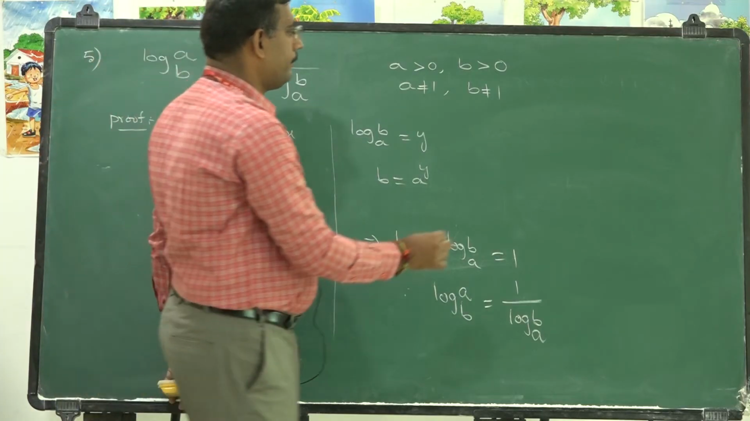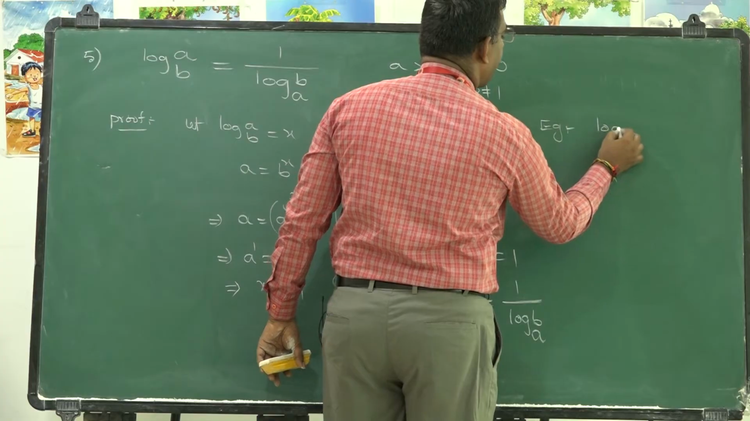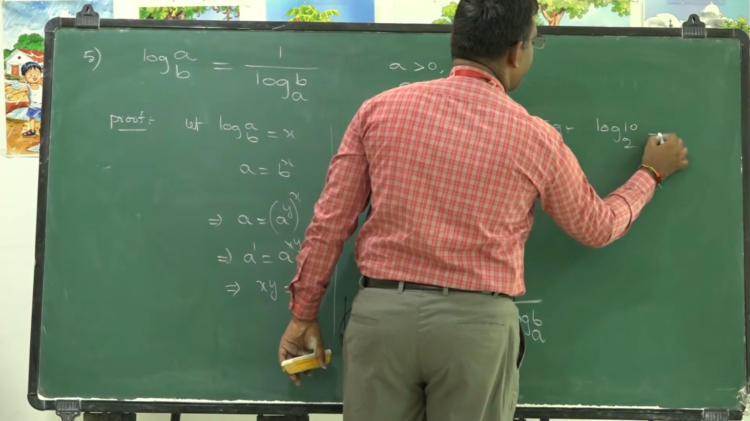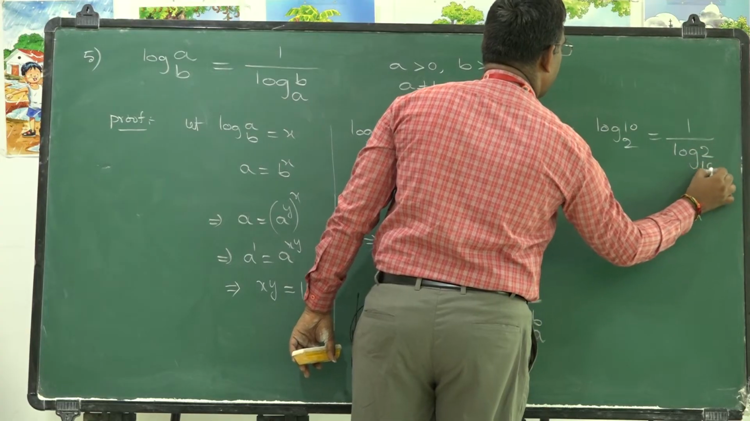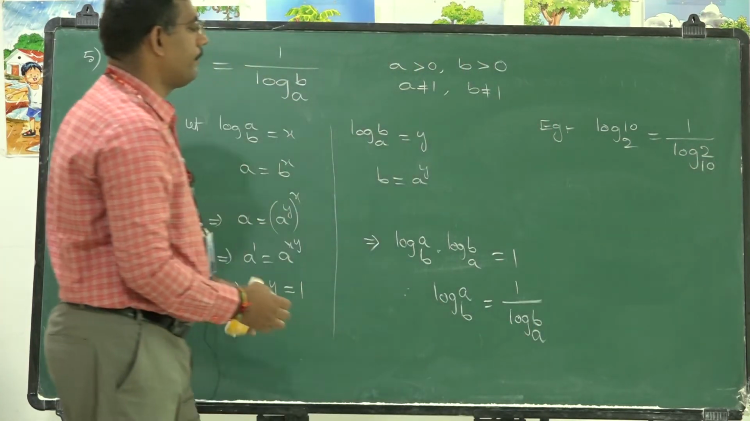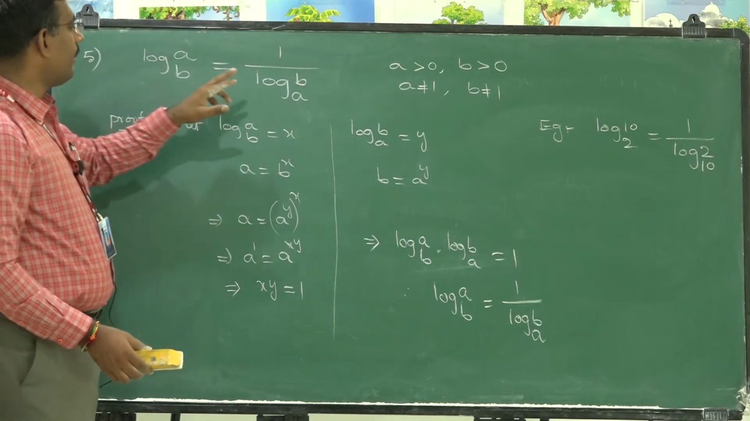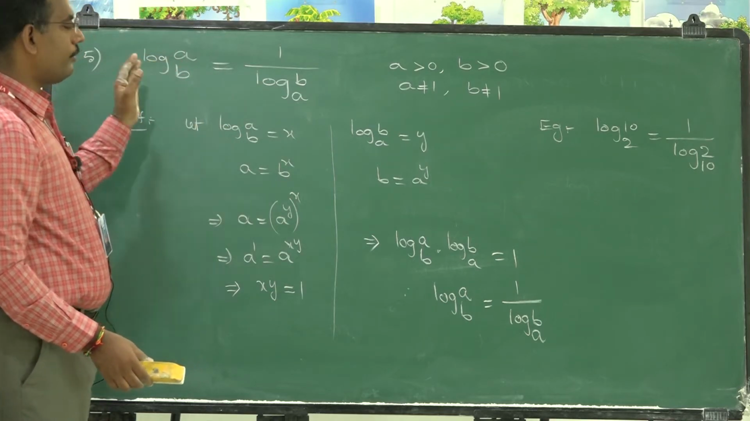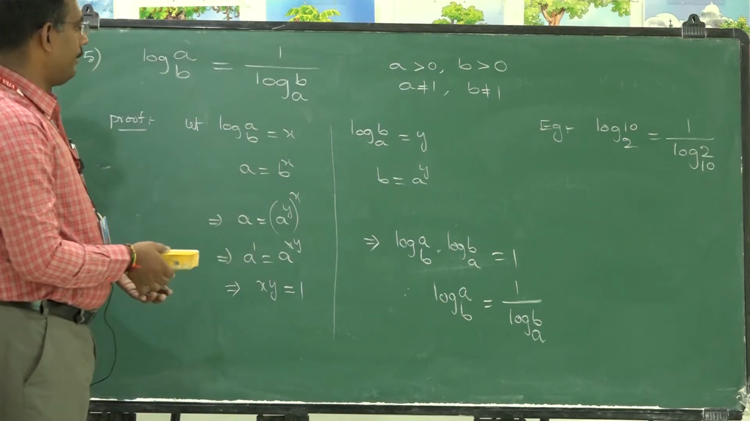For example, we write log 10 base 2 as 1 by log 2 base 10. So log a base b and log b base a are reciprocals to each other. The product of these two logarithms is equal to 1.